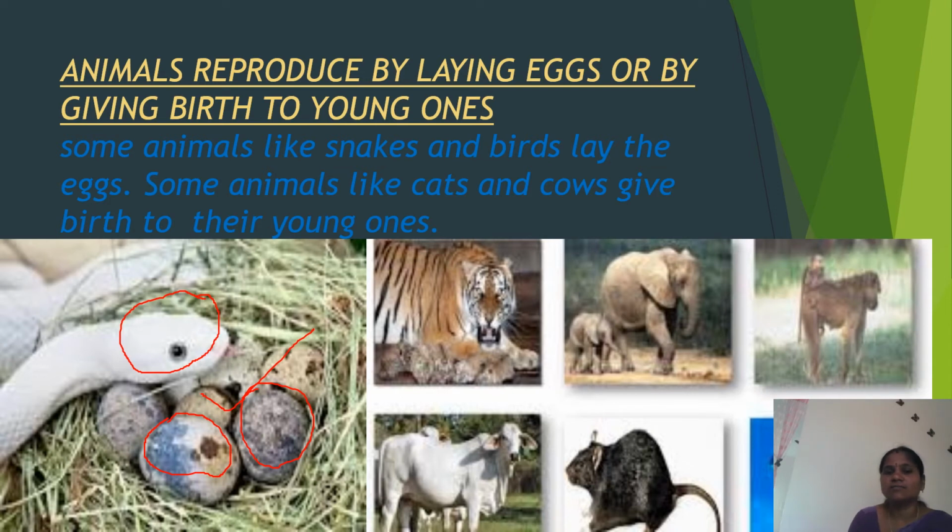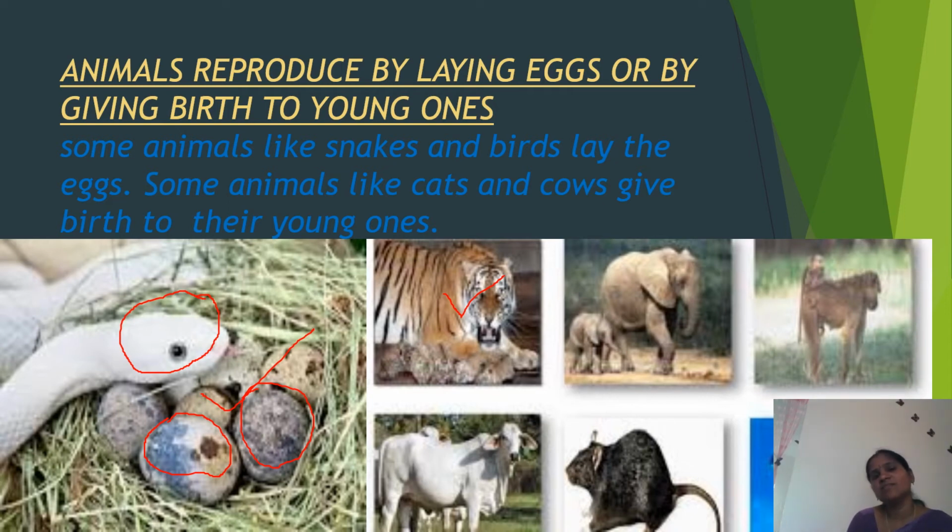And tiger. Tiger will give birth directly to their babies. Not only snakes, even birds also lay eggs. Even tortoise also lays eggs. So such kind of animals will lay eggs. Even you know already hen and duck also lay eggs. We are eating those hen eggs also.